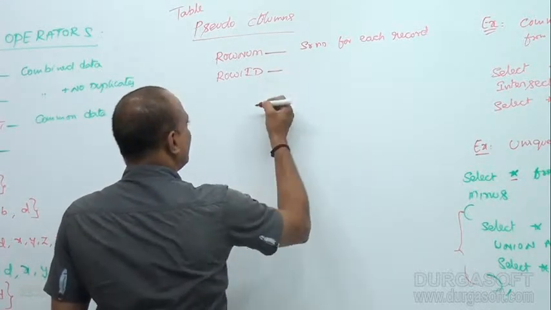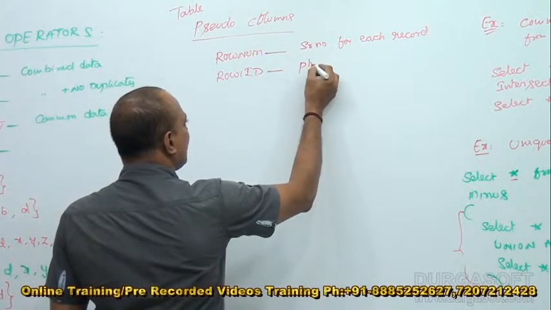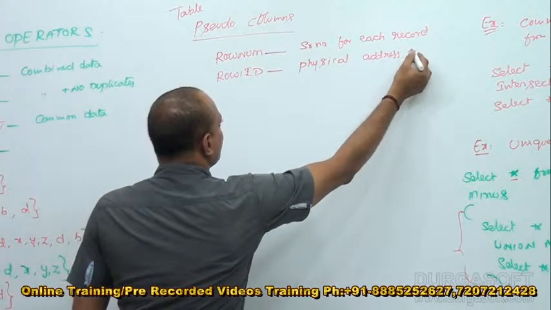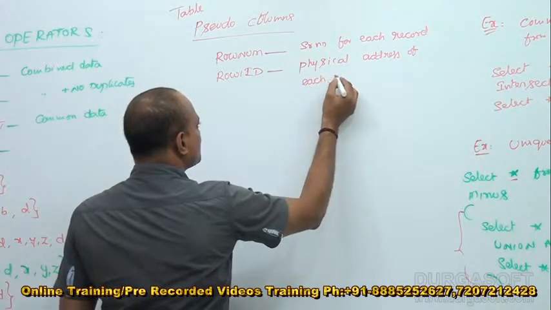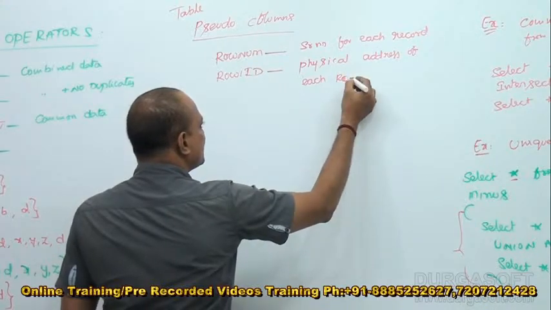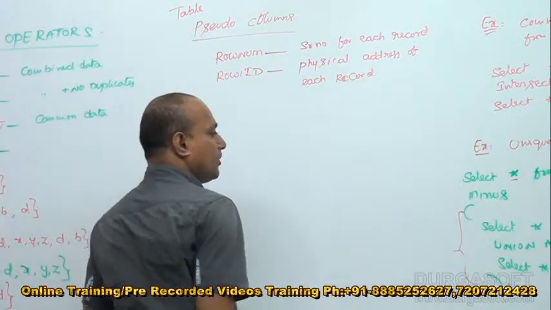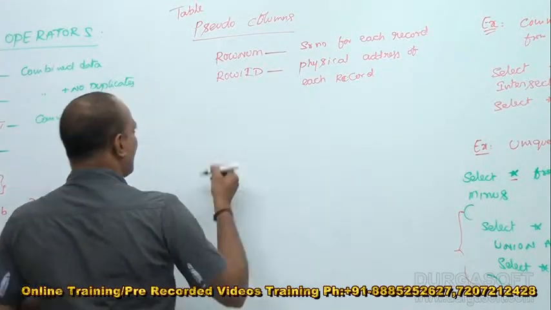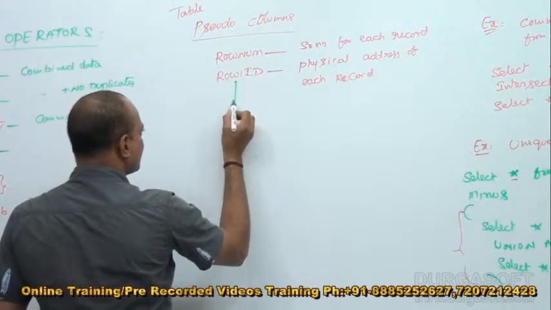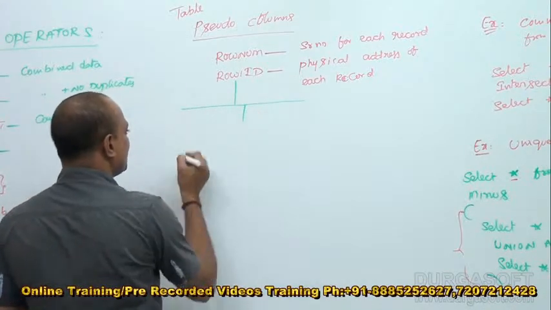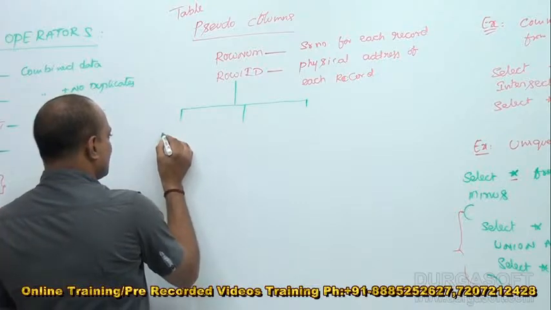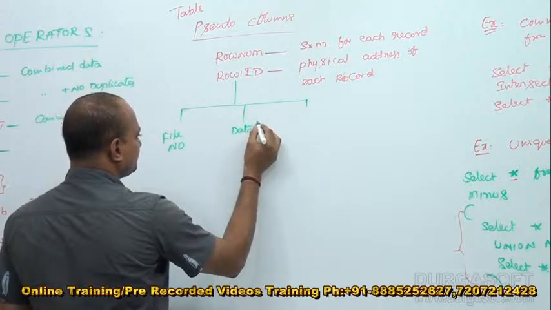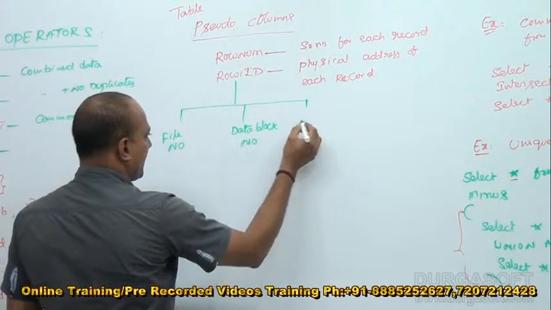Next, what is ROWID? ROWID contains the physical address of each record. Remember, only by using ROWID does the Oracle engine fetch data from tables or from the database. ROWID is also one of the pseudo columns, but it is a combination of 3 components: file number, data block number, and record number.